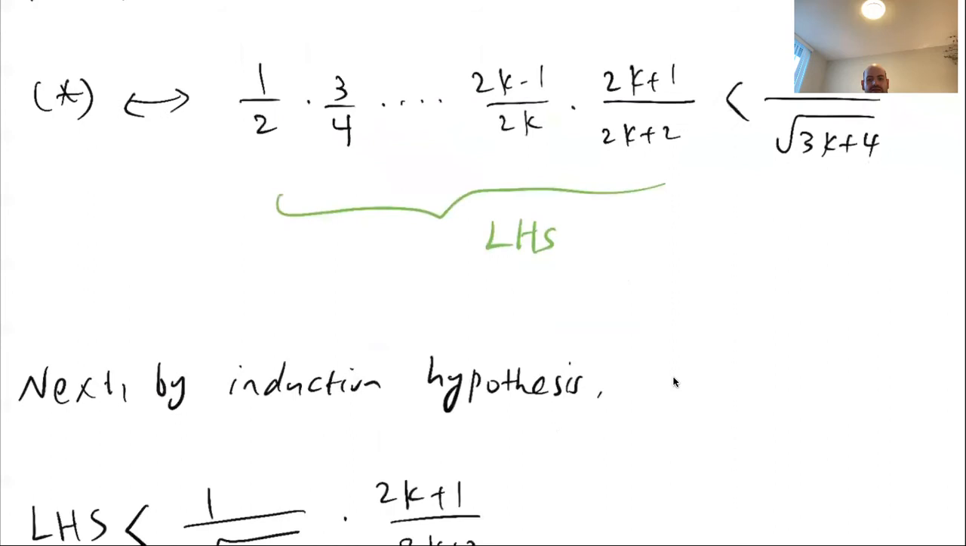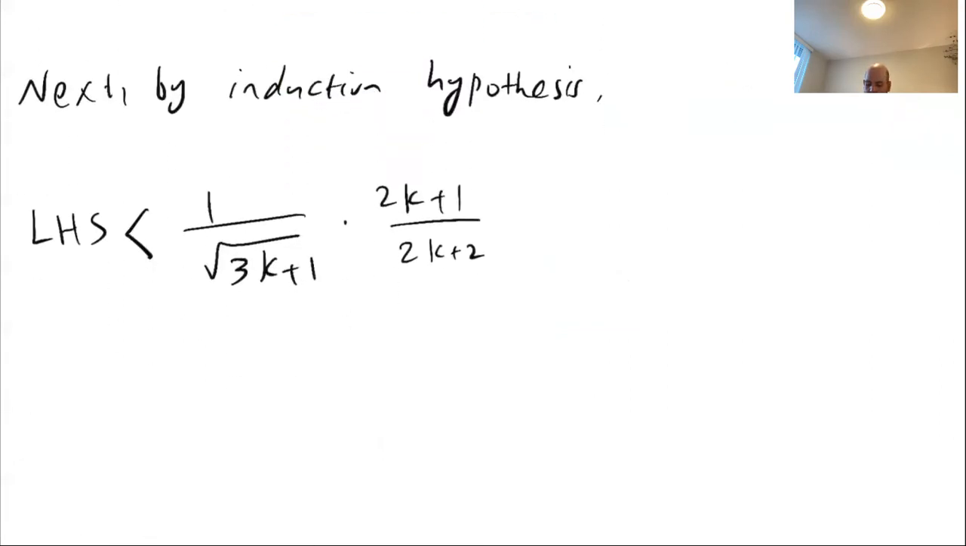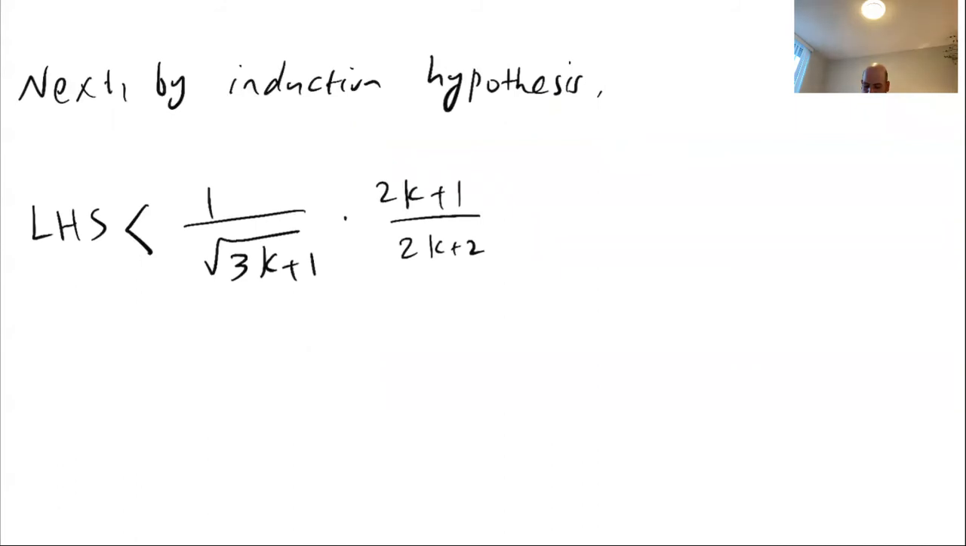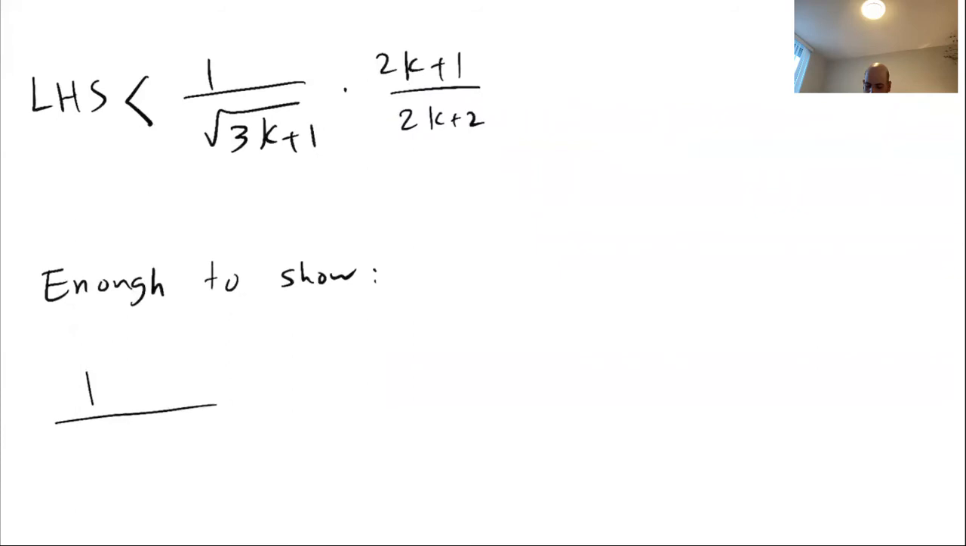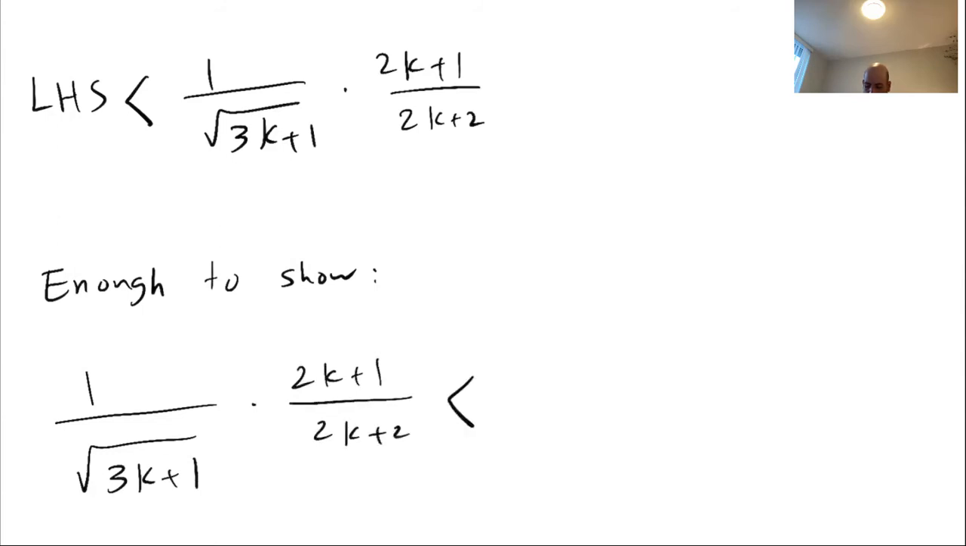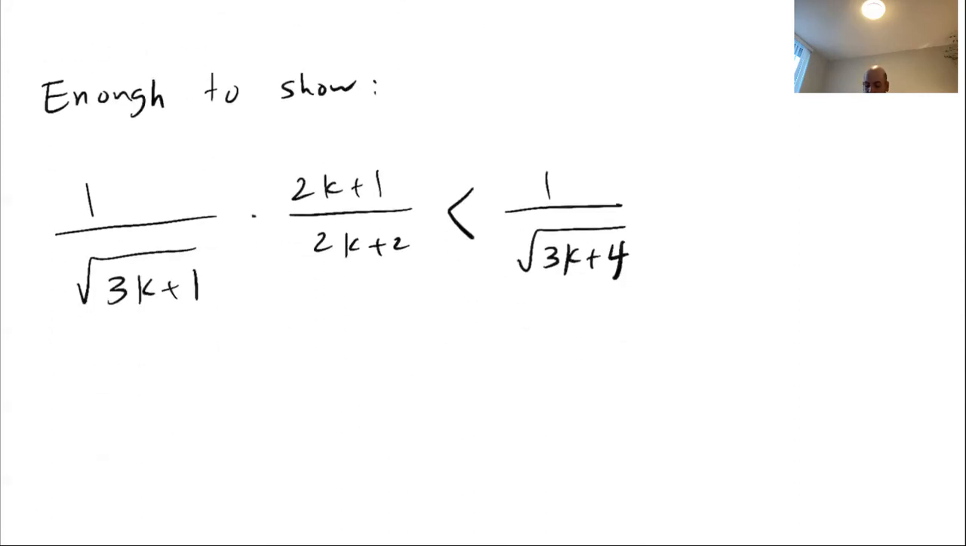Because if the left-hand side is less than this number and this number is less than the right-hand side, then we can say, of course, the left-hand side is less than the right-hand side, which is exactly what we need to show. So it's enough to show that 1 over root of 3k plus 1 times (2k plus 1) over (2k plus 2) is less than 1 over root of 3k plus 4. So let me call this inequality, let's say, 2 star.